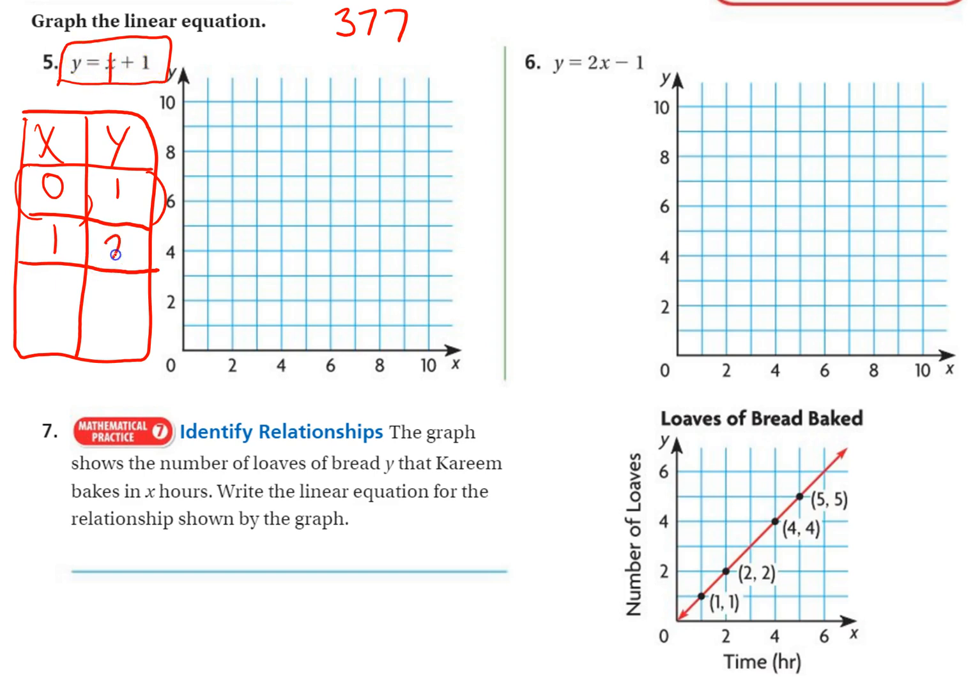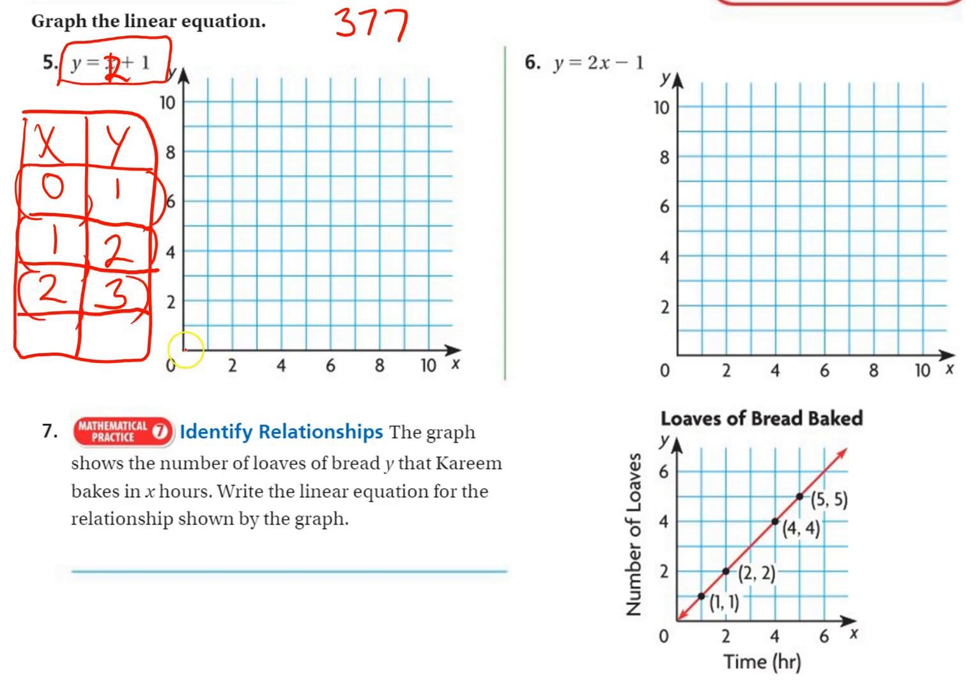1 plus 1 is 2. Oh, this feels good. We're back in first grade. 1 plus 1. All right, I'm going to choose 2. 2 plus 1 is 3. So now I have my 3 points and I can graph this equation.